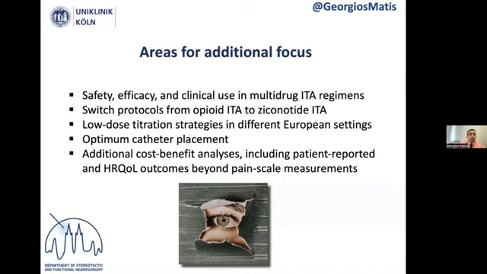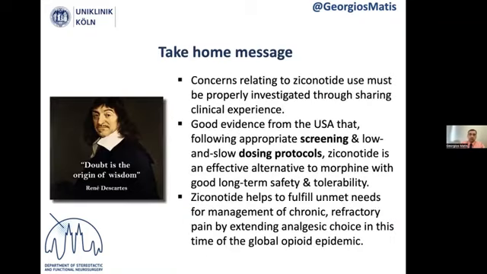We should also keep in mind that in different European settings, we have different titration strategies. An open question is where we should place the tip of the catheter, and we urgently need additional cost-benefit analysis, including patient-reported and health-related quality of life outcomes beyond pain scale measurements. Take-home message: there are concerns about ziconotide, and these concerns must be investigated through sharing our clinical experience. This is really important, what we are doing today.